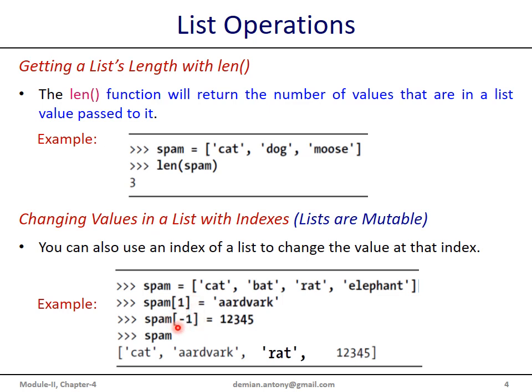We can use either -1 or spam of 3, which refers to elephant. And now we are changing that 4th element with a new value which is of type integer. And let us print the list. We can see that list values are now changed to different values.